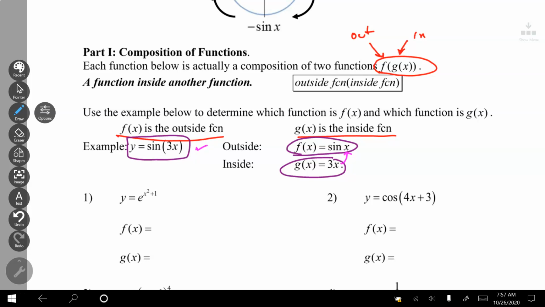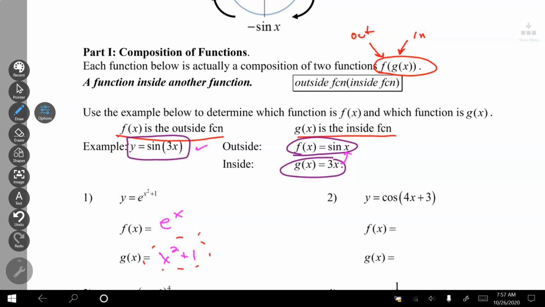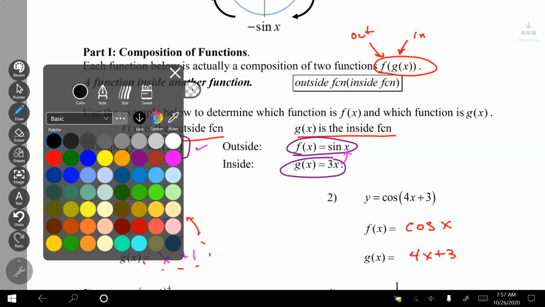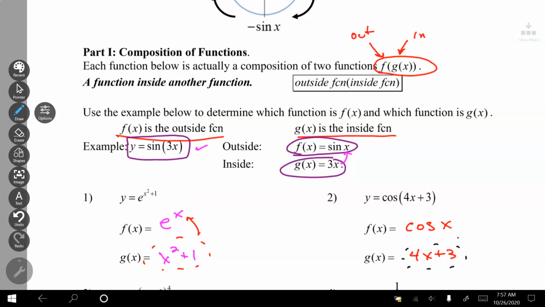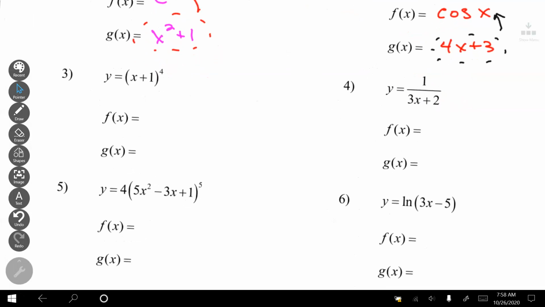Well, when I look at this example number 1, e raised to the x squared plus 1, x squared plus 1 is the inside function and e to the x is the outside function. So when I put this in for this x, I get what I want. Same thing here. Cosine of x is the outside function and 4x plus 3 is the inside function, because when I put this here, I get what I want, and that's what we're working on. Because next, on the next page, we're going to work on taking derivatives of this stuff.